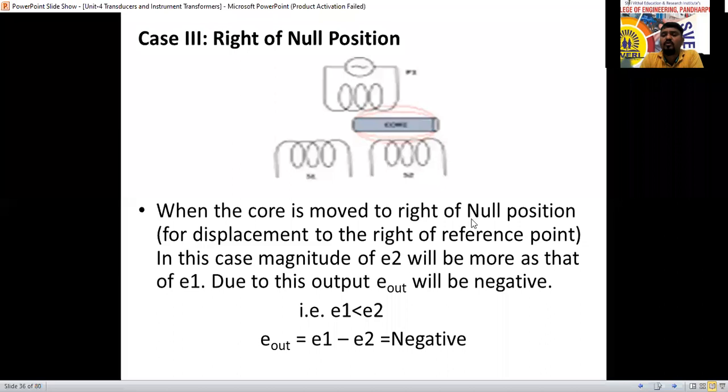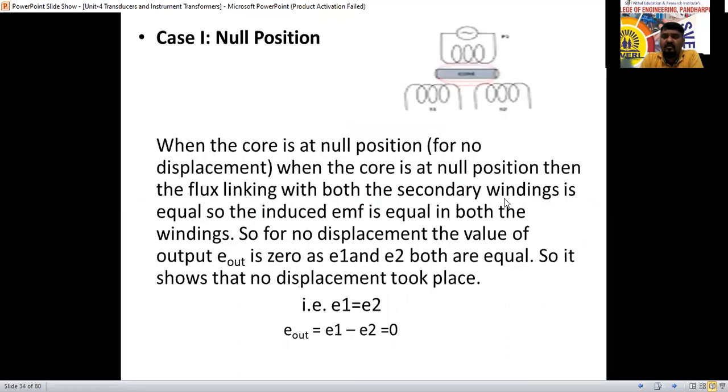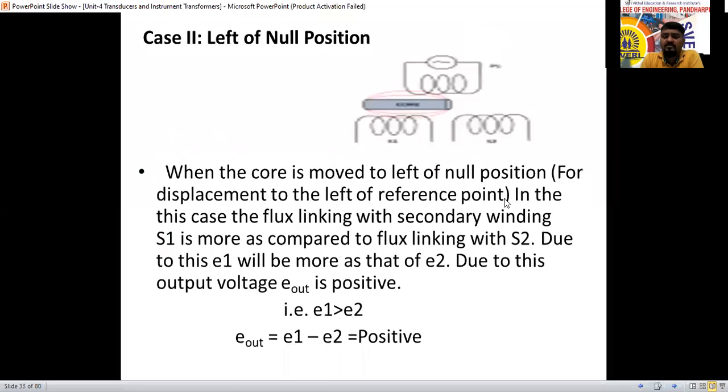When the core is moved to the right of null position, in this case, the magnitude of E2 will be more than that of E1. So due to this, the output E out will be negative. We know the formula: E1 is less than E2, or E2 is greater than E1, both are the same, only the sentence differs. So output equals E1 minus E2, which is negative. So at the null position, the output is 0. For the left of the null position, the output is positive. Right of the null position, the output is negative.